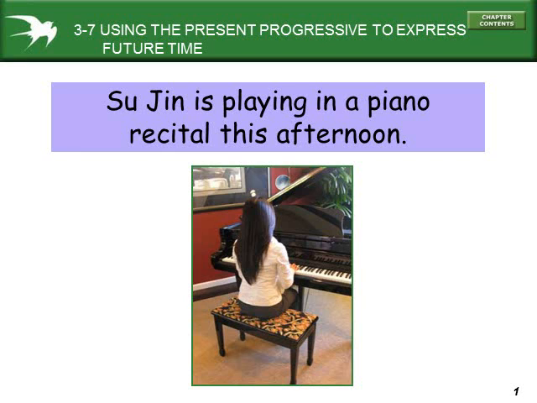All right, guys. What we're going to do here is I'm going to go over tables 3-7 to 3-9, or 3-10, sorry. And we're going to talk about using the present progressive for future time, using the simple present tense for future time, also using be about to express the immediate future, and then also talk a little bit about parallel verbs.